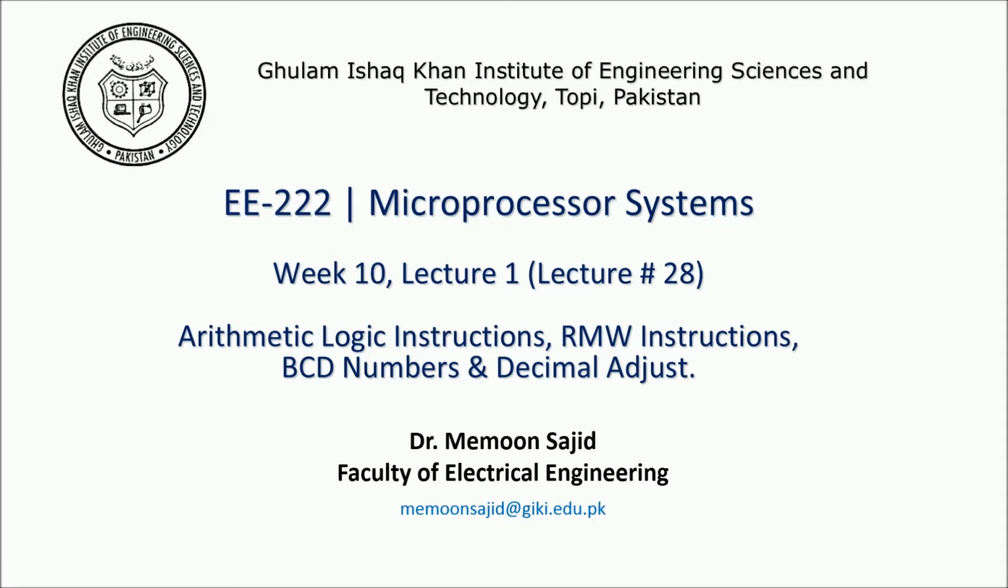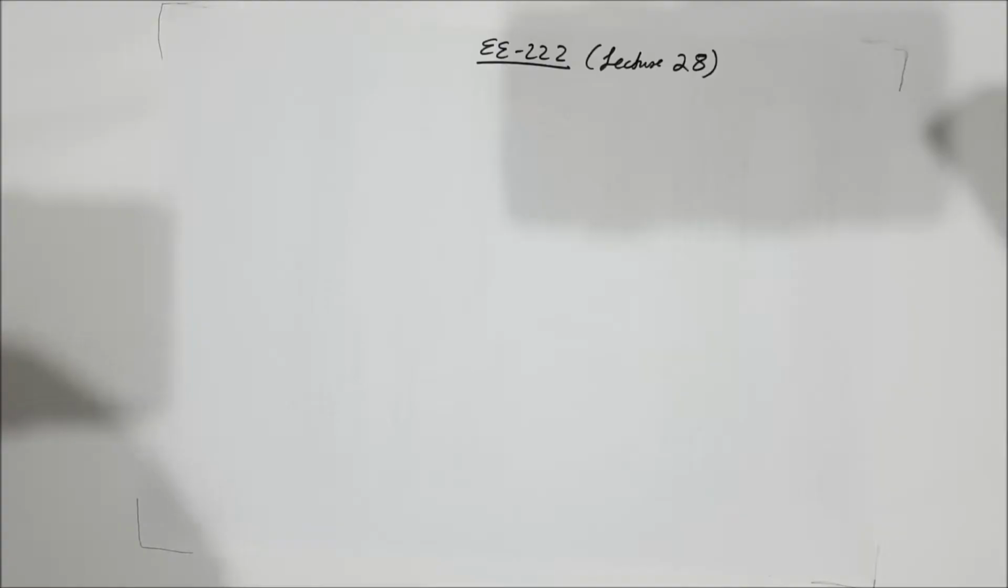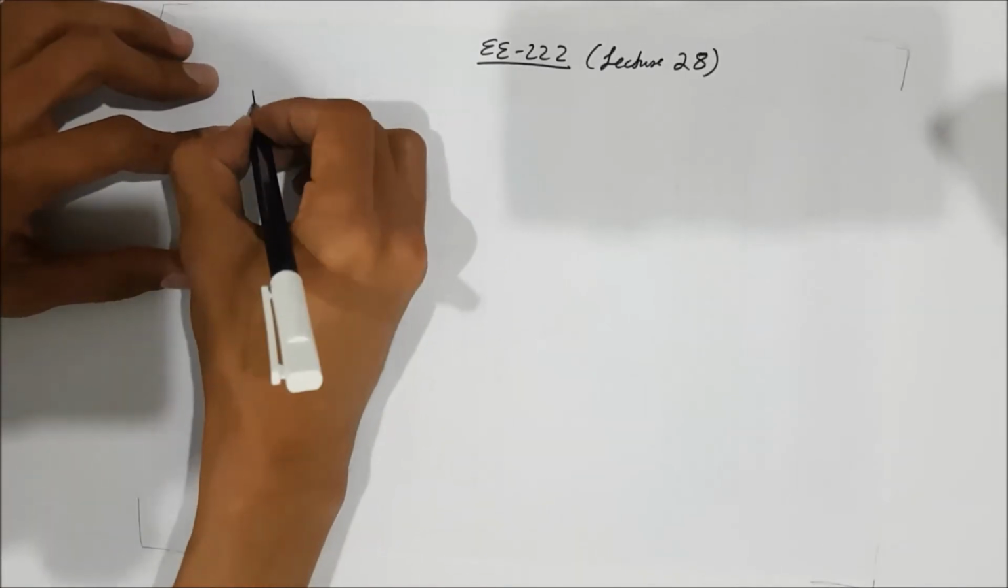This is your first lecture of week 10, your lecture number 28, and in this lecture we are going to discuss the arithmetic logic instructions that are available in the basic instruction set of PIC microcontroller, the read, modify, write instructions, their limitations and their uses, and the binary coded decimal numbers and the decimal adjust command in PIC microcontrollers. So let's start with read, modify, write operations.